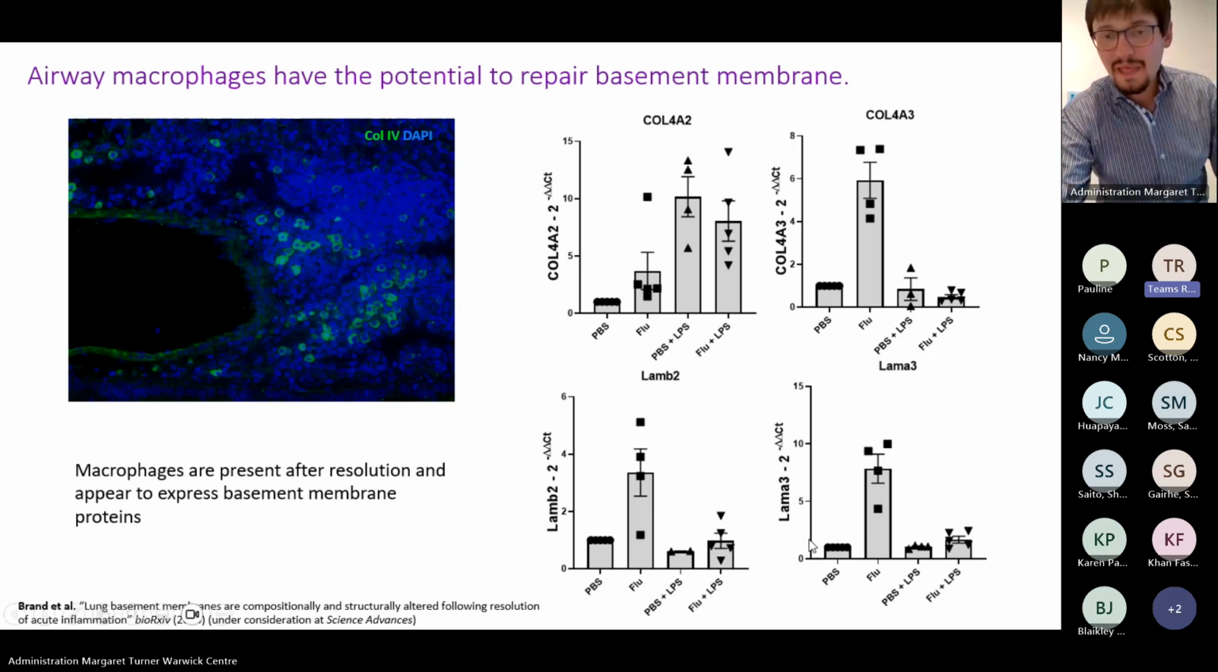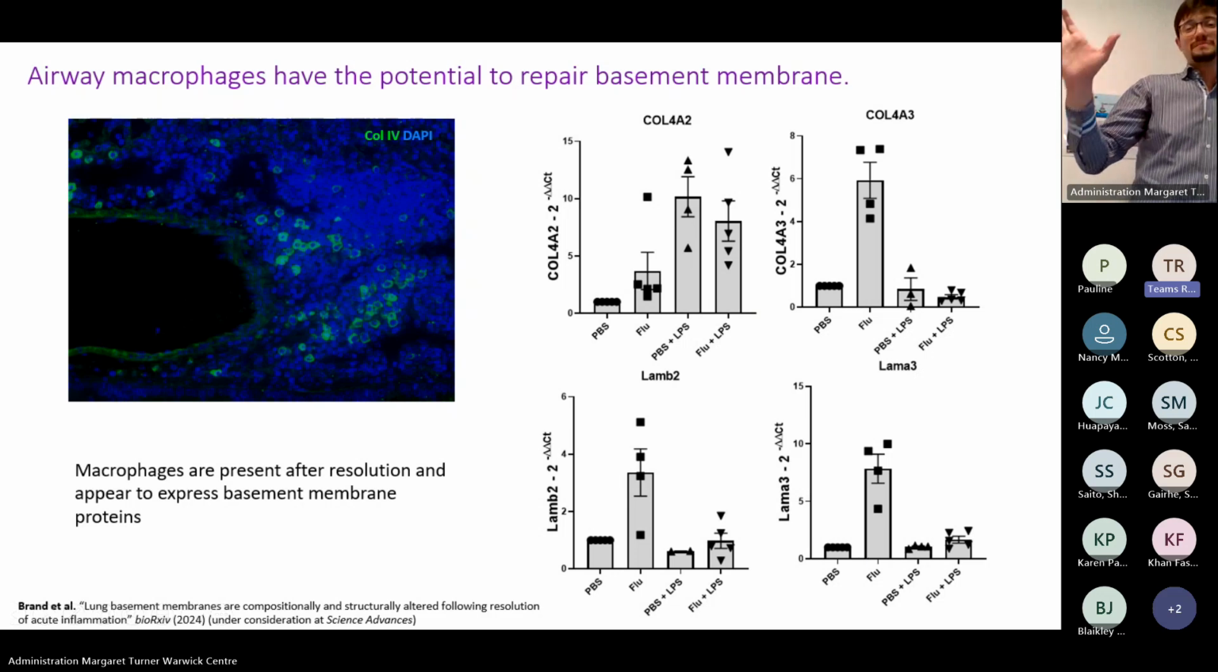And in fact, if you stress them out by adding LPS, you don't seem to get the same upregulation of these basement membrane transcripts, apart from collagen 4 alpha 2, which you do. But for the others, it seems to be flu phenotype specific, which we thought was quite interesting.